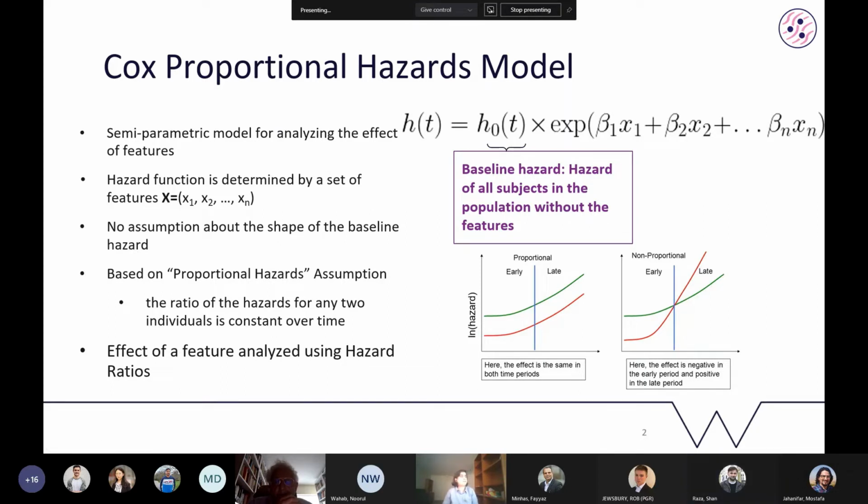The effect of a feature in this Cox proportional hazards model is evaluated using something known as a hazard ratio, which I'll be talking about in a couple of slides.